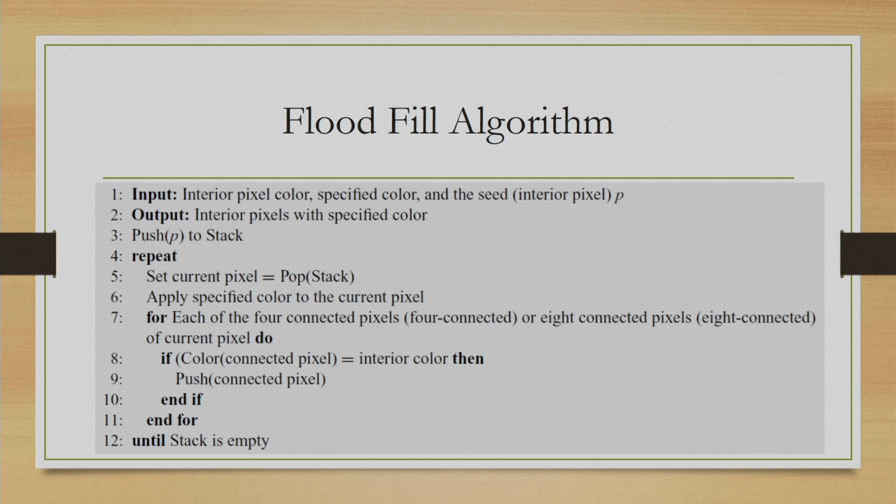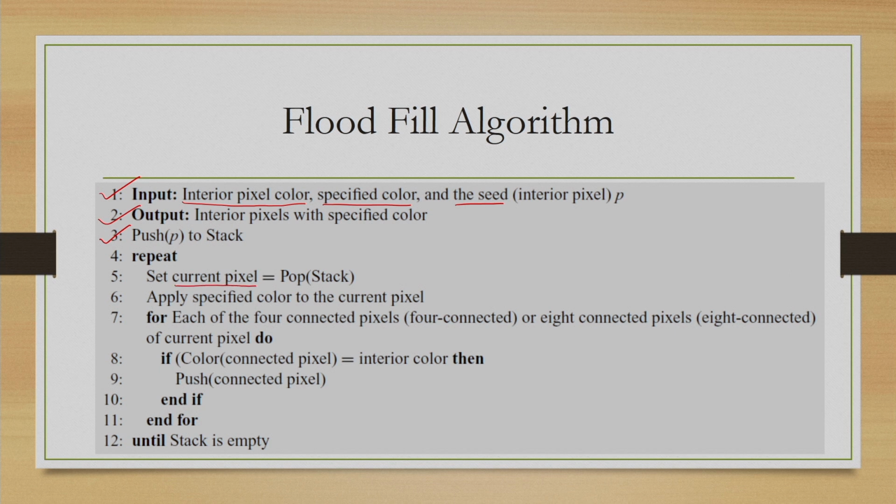So, the algorithm is shown here. Again, input is the interior pixel color, specified color, and one interior pixel or seed pixel. It is even more easy here because we already know the interior pixels and we can randomly pick up one pixel, and the output is, after assigning colors to all the pixels, the set of pixels. Now, we push the seed pixels to stack, and as before we enter a loop.